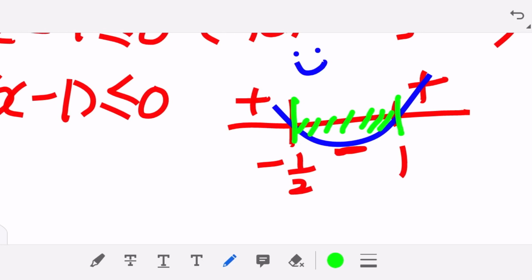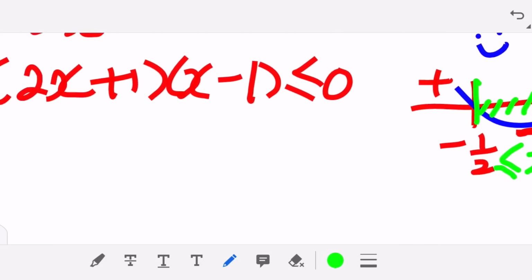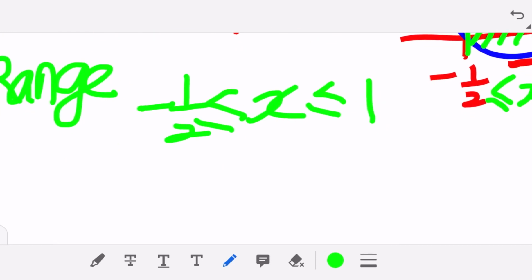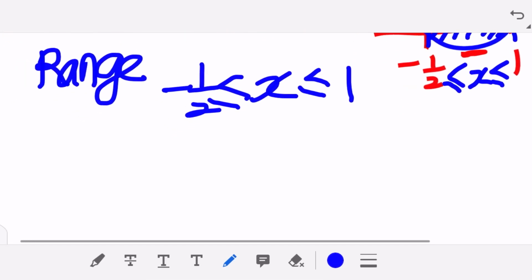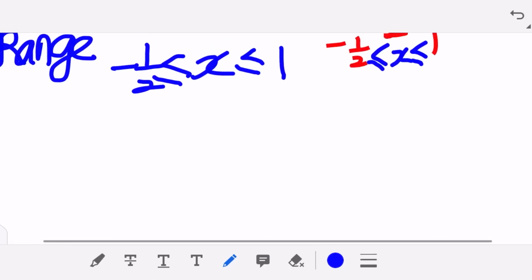We always see up and down. It should be the down part, right? So we will shade the range of x in green color, because the question is asking for the range of values of x. So x should be more than or equal to negative half and less than or equal to 1. It is always continuous if it's in the middle. Your inequality sign has to follow the question. If there is an equal, you also have to follow it. So that's about the inequality.